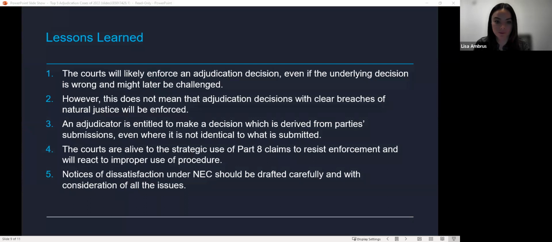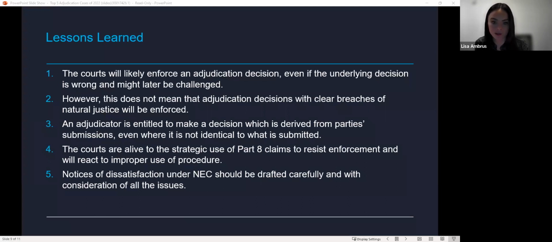So just to round up some of the main points that can be taken from our 5 adjudication cases of 2022. Firstly, courts will expect parties to abide by the decision of an adjudicator, which will be held as enforceable, even if the underlying issues might ultimately be referred to an arbitrator, and in the meantime, the decision will be binding. However, it is important for an adjudicator to allow both parties the opportunity to comment on points considered significant by that adjudicator, which the parties were not aware of or did not argue, to ensure that the parties have a fair hearing. An adjudicator is also entitled to make a decision which is derived from parties' submissions, even where it's not identical to what's been submitted.